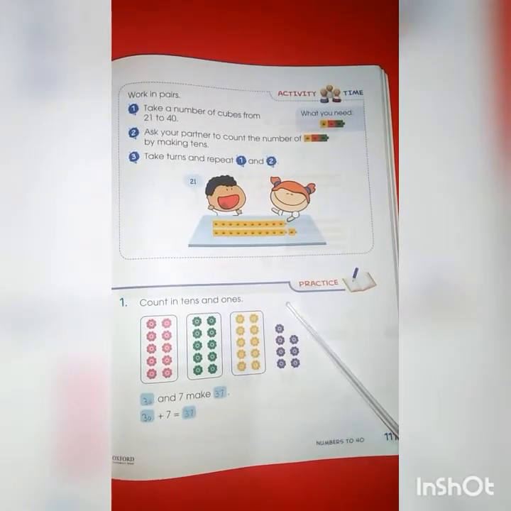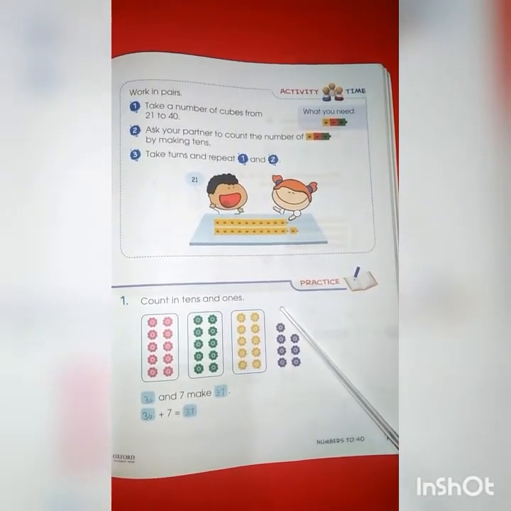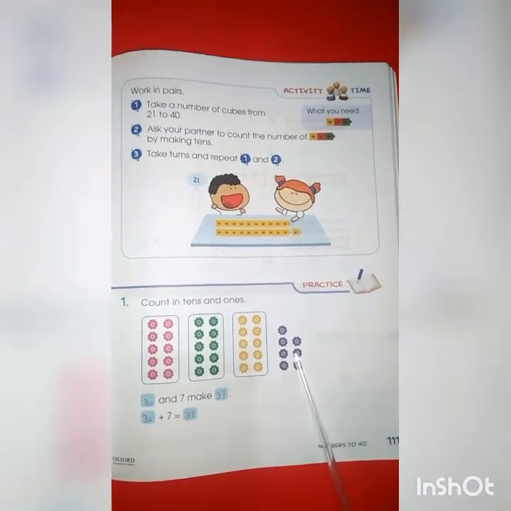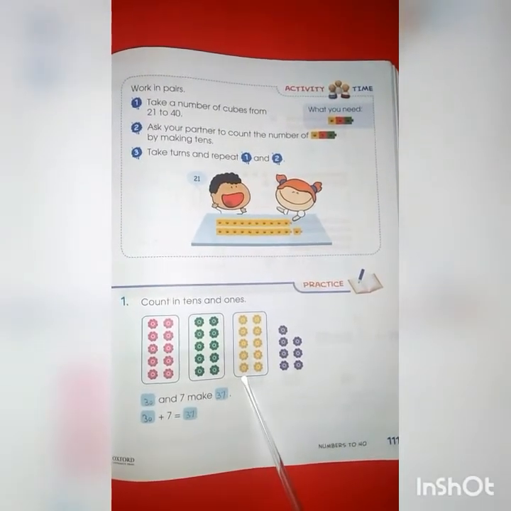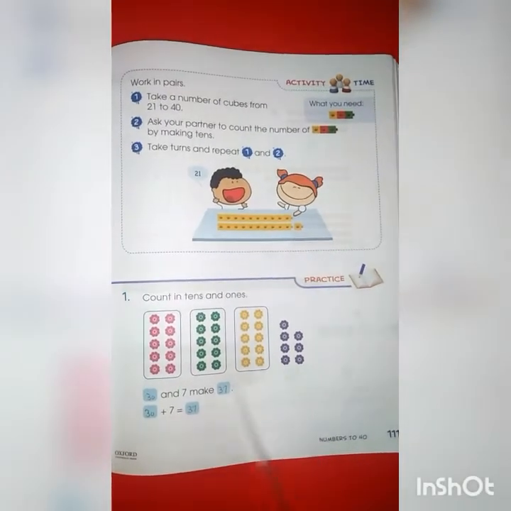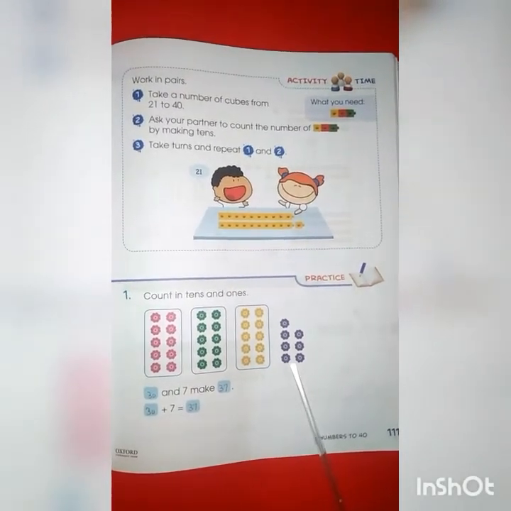Practice. Number 1. Count in tens and ones. As you can see here, there are 4 groups of flowers. The first 3 groups show the tens and the last one shows ones. And we have to count in tens and ones in total.